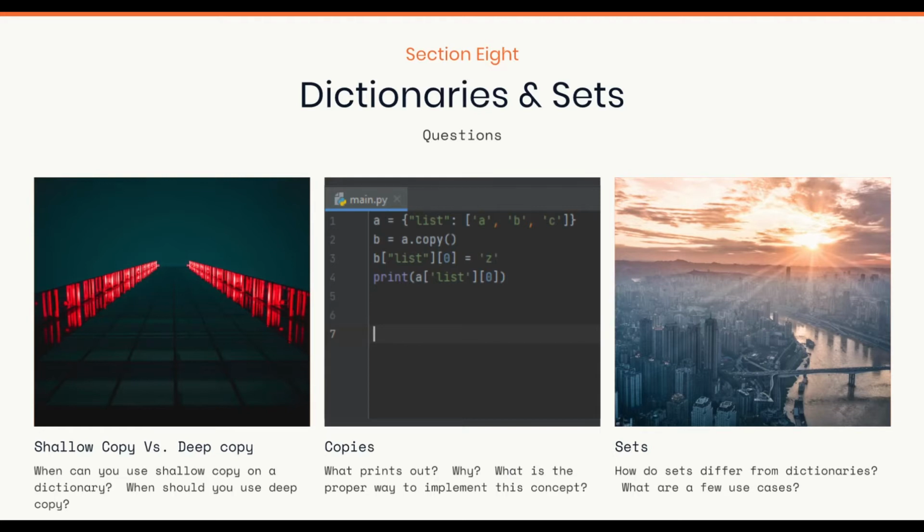And at this level, with just the simple data, the answer is relatively simple, so you should be able to find it and answer it. And then question 2, copies. What prints out? Why? What is the proper way to implement this concept? Okay, again, this is a reference to the first question because we're talking about copies of dictionaries. So if you efficiently understand the answer to question 1, you should be able to answer question 2 as well.